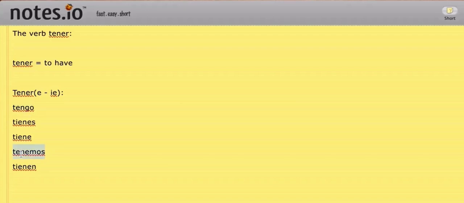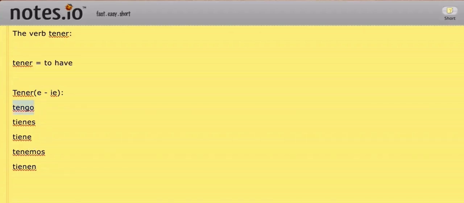Now for the nosotros, the reason why is because every single time that we have a stem changing verb, it will never change in the nosotros form. The nosotros does not do the stem change. If you remember, a stem change is essentially taking this part of the word and changing it kind of like that. So in this case, it's going to be an E to IE stem changer. So tienes, what we would expect to be tenes, it's going to go to tienes. So no stem change in the nosotros form or the vosotros if you're learning Spain Spanish.